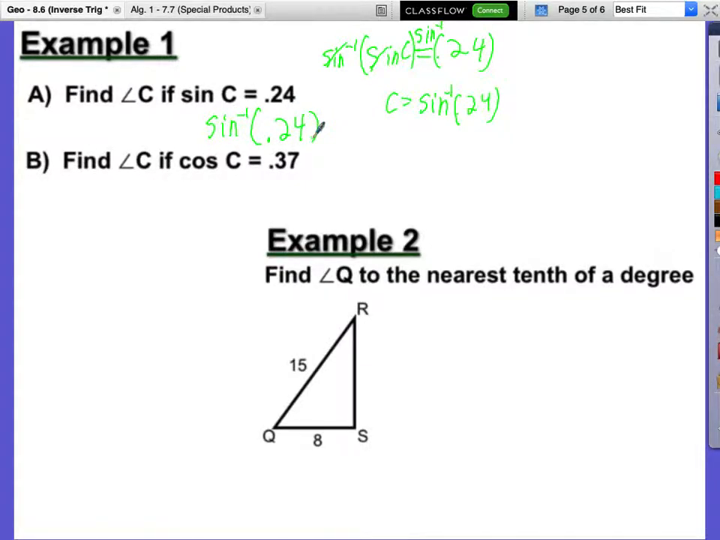So what are we going to put in this parenthesis? 0.24. Close it and push enter. We get 13 point something. This will be a decimal here, but let's round it to the nearest whole number. So the measure of angle C ends up being about 14 degrees. It's an angle, so don't forget we measure angles in degrees.